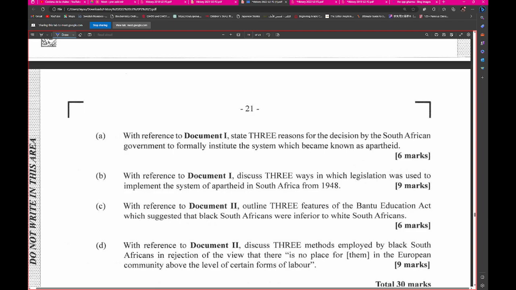But there were legal challenges. Lawyers and human rights. Go ahead.